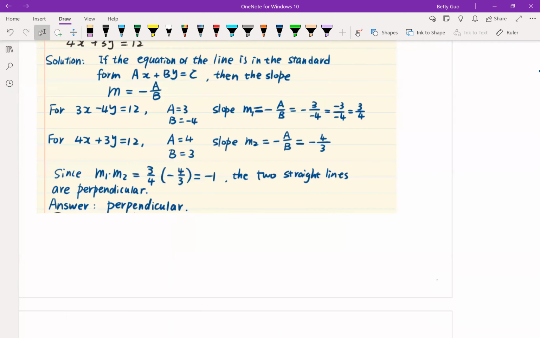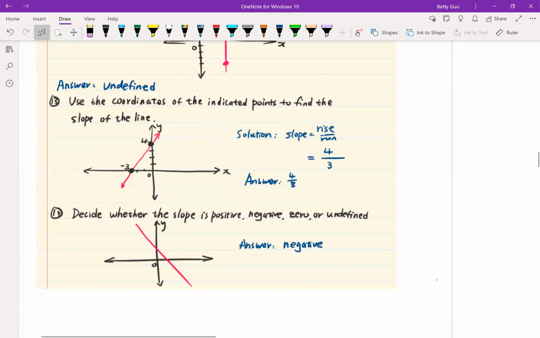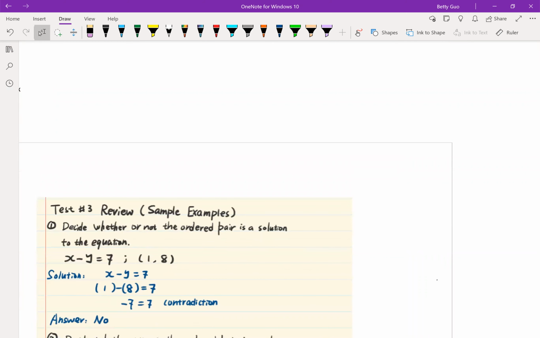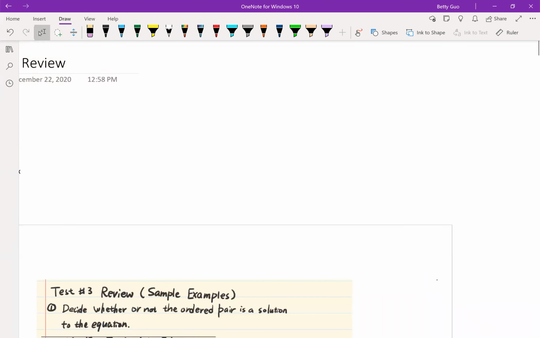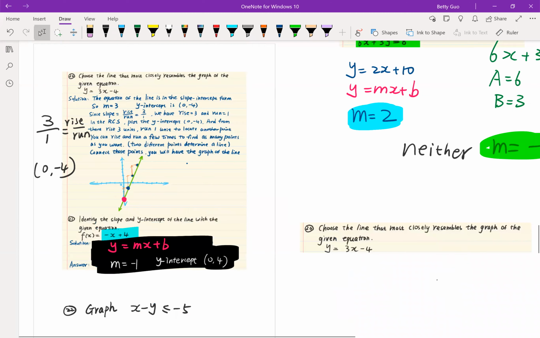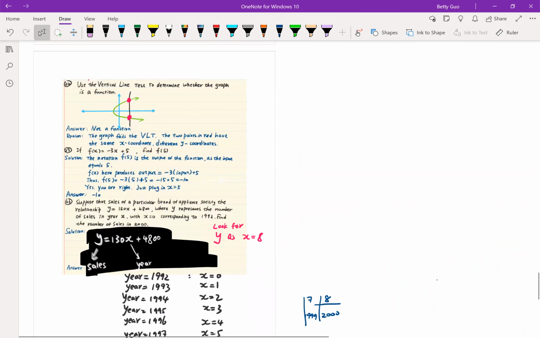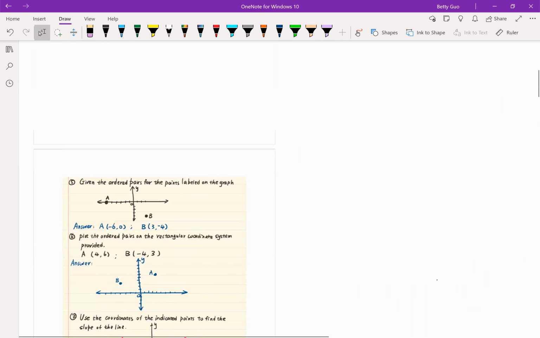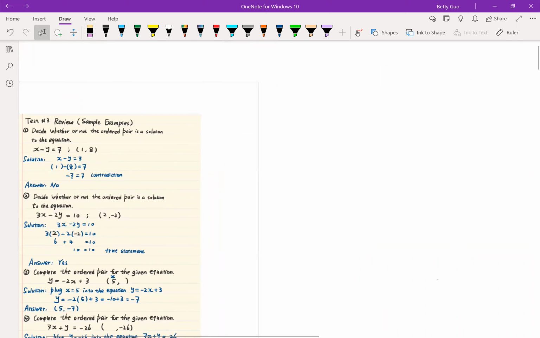Test 3, how many questions are we going to have? Test 3, we're going to have 26 questions. Let's see the first problem. All the questions are multiple choice questions. Number 1, decide whether or not the ordered pair is a solution of the equation.